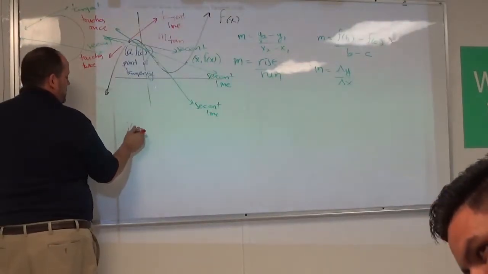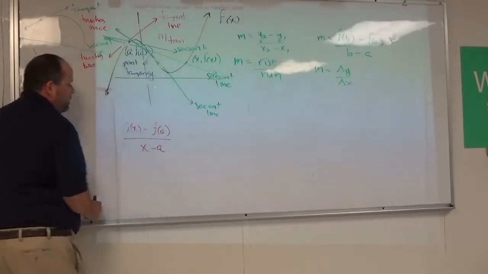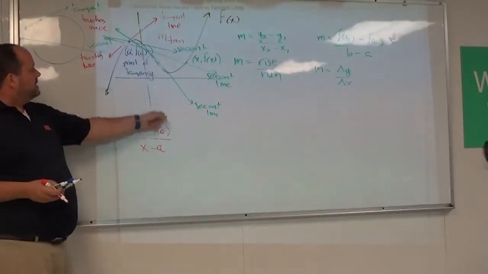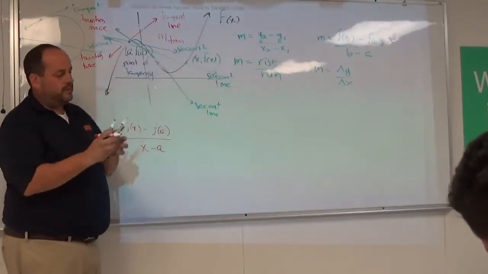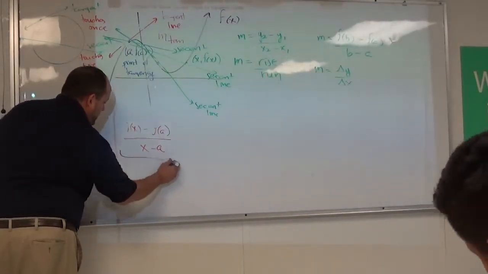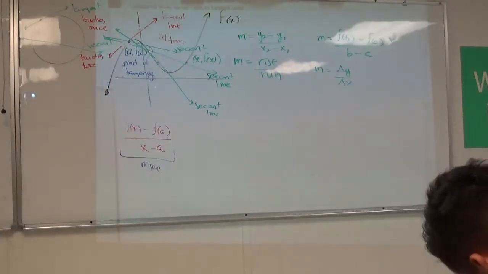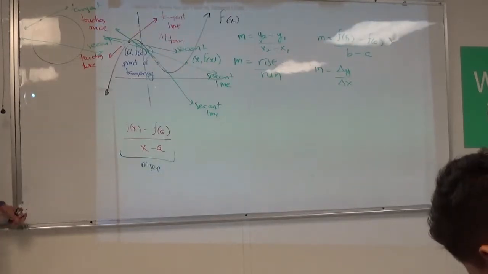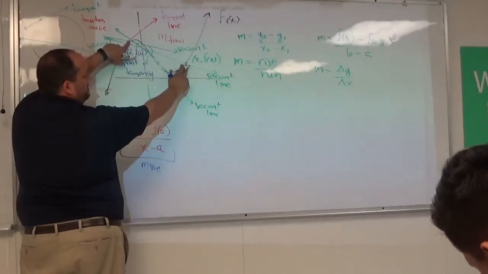If what you do is you say, let me do f of x minus f of a over x minus a, this is slope. This is slope between the point of tangency and whatever this other point is. This is not tangent slope. This is slope of secant. What I want to do is get to slope of tangent line. To do that, I need these 2 points, the point of tangency and this other point.